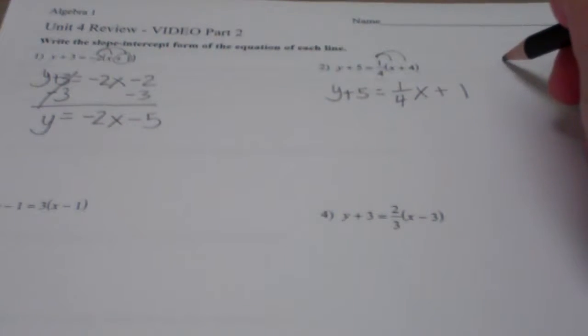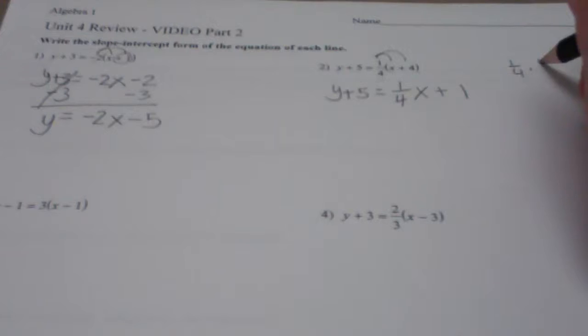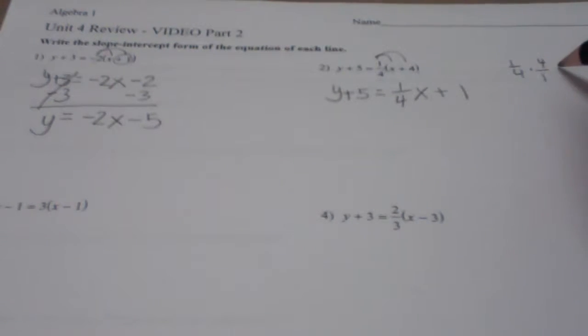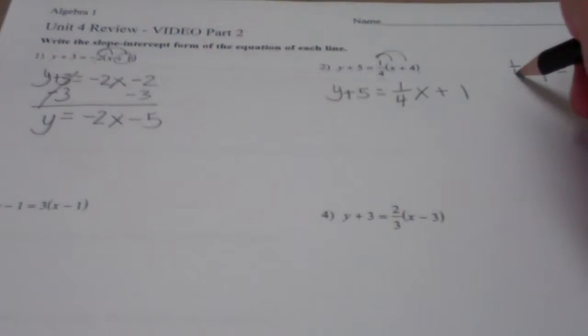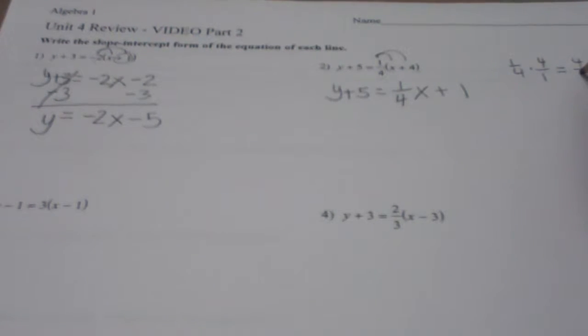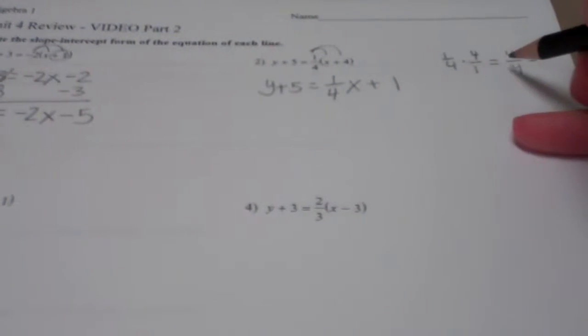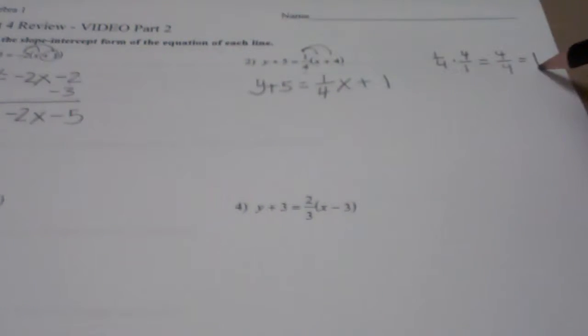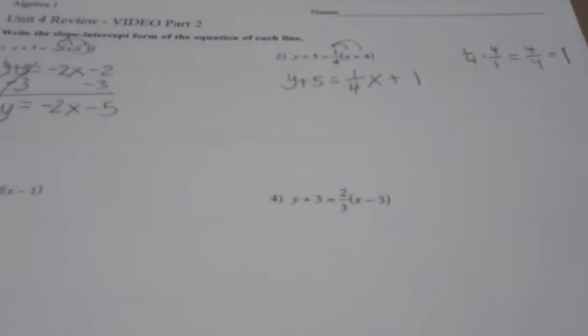Remember, when we multiply fractions, 1/4 times 4, we make the 4 into a fraction. Multiply the numerators, 4 times 1 is 4. Multiply the denominators, 4 times 1 is 4. And when we reduce, 4 divided by 4 is going to be 1. So that's how you would do the multiplication of fractions.